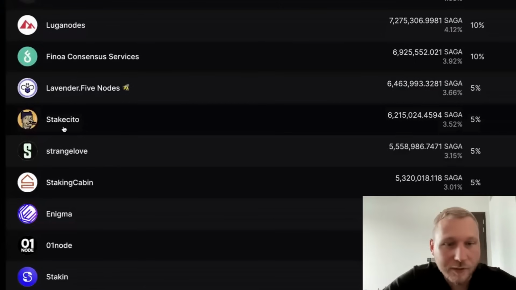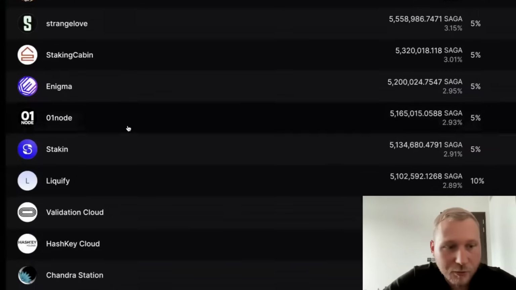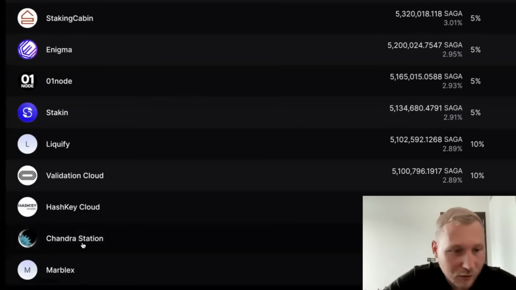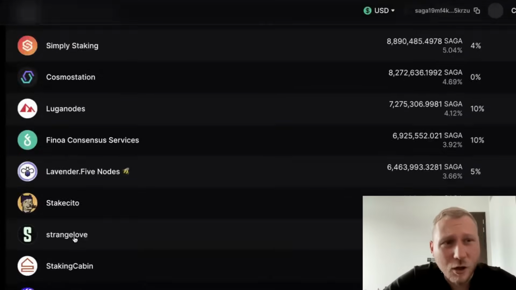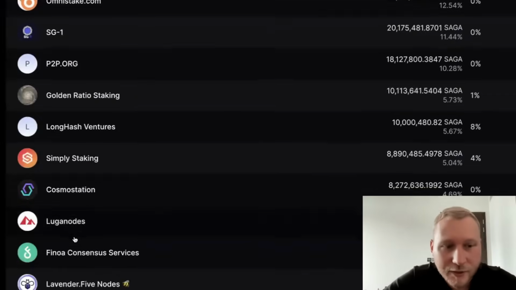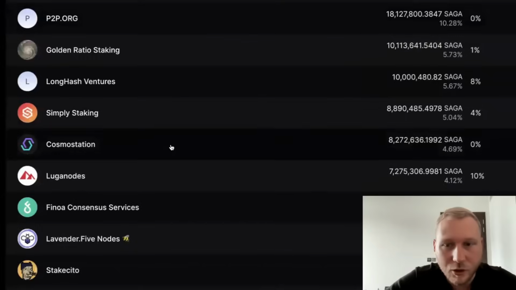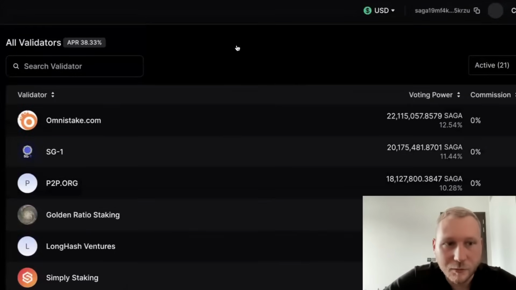And then there are we, 6ito. You can also delegate to us. Much, much appreciated. There's obviously more validators down here. Also Chandra Station, great contributor to the Cosmos ecosystem. So overall, very, very strong validator set for Saga. It's small and cozy, but it's very strong contributors, right? And yeah, this is a brand new chain.